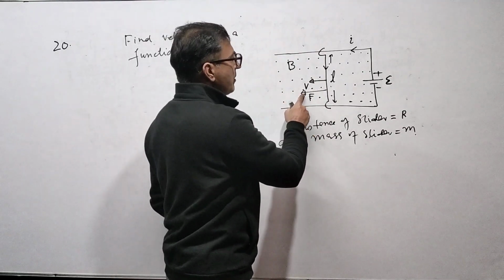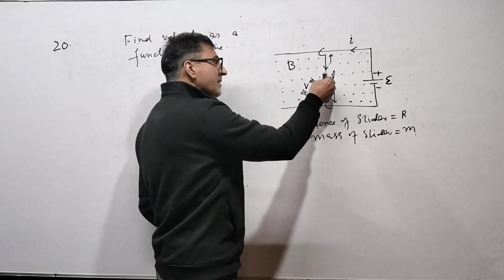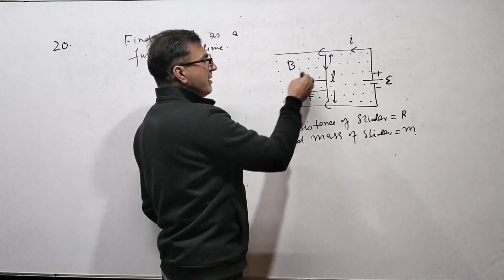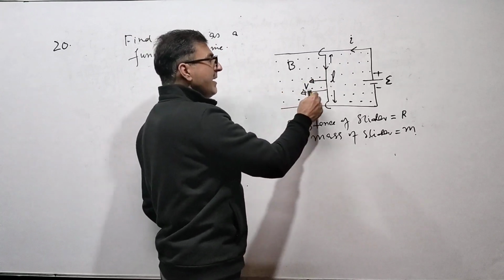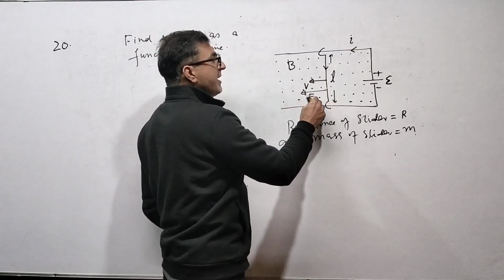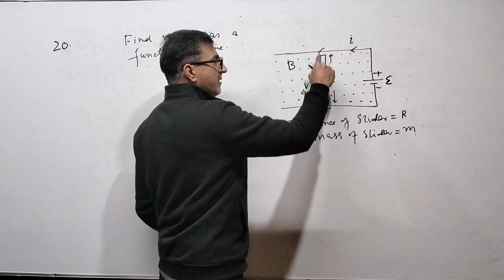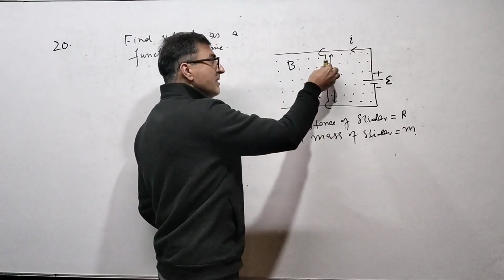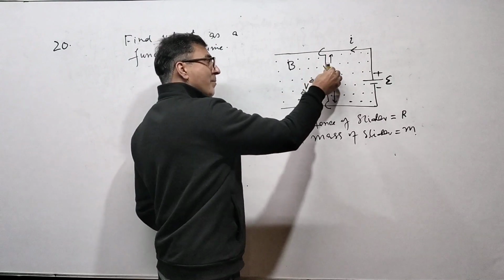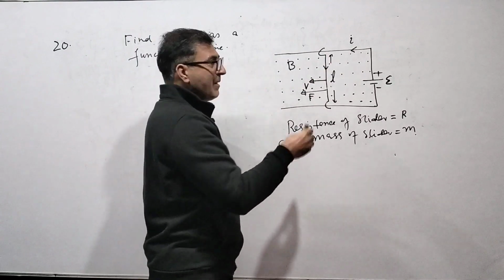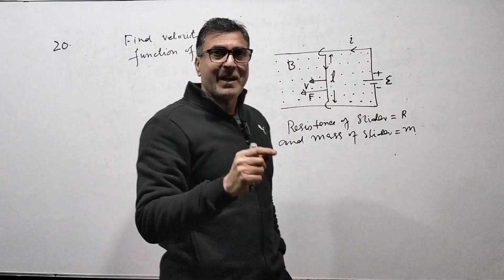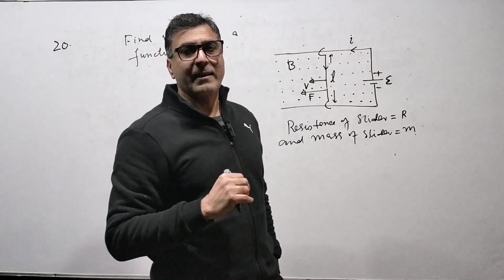Due to this force, the slider moves. When the slider moves, it cuts the magnetic field, and that cutting of the magnetic field creates an induced EMF in the slider itself. That is due to the motion of the slider. When the slider moves, then only does it cut the magnetic field.